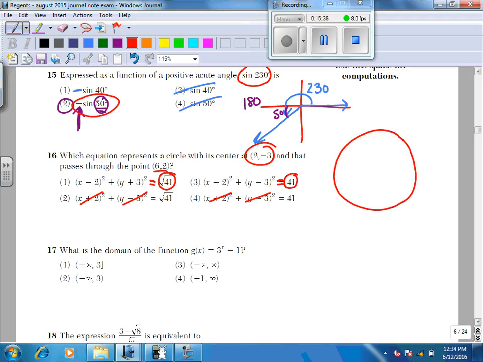If my circle is centered at (2, -3) and goes through the point (6, 2), I can find my radius by using the Pythagorean theorem. We went from an x value of 2 to an x value of 6, so that's 4. We went from a y value of -3 up to a y value of 2, which is 5. If you do the Pythagorean theorem, you get square root of 41 for the hypotenuse. Or use your distance formula.